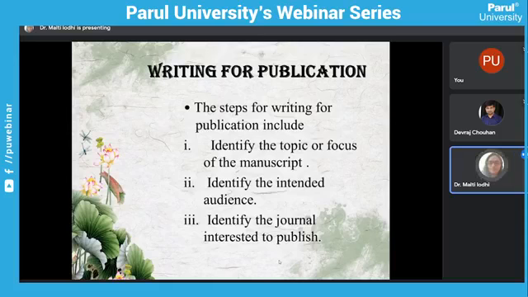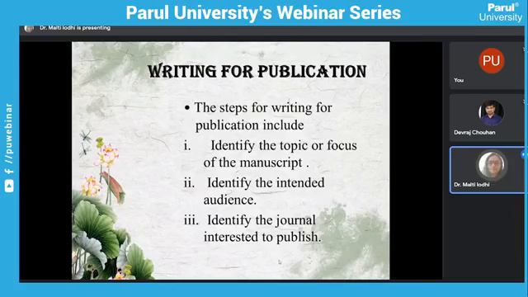Now we'll see the writing for the publications. From this part, we are starting the utilization of the research report: how to utilize and how to publish, where to publish, to whom to publish, and how to assess the consumers, the beneficiaries who can take benefit from your research projects or from your findings. So first we'll see the writing for the publications.